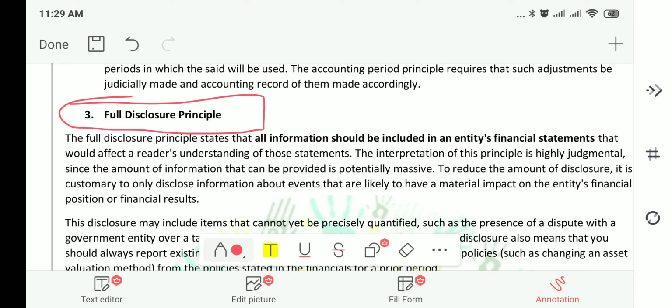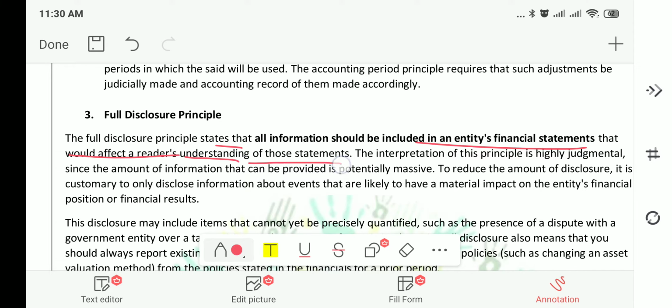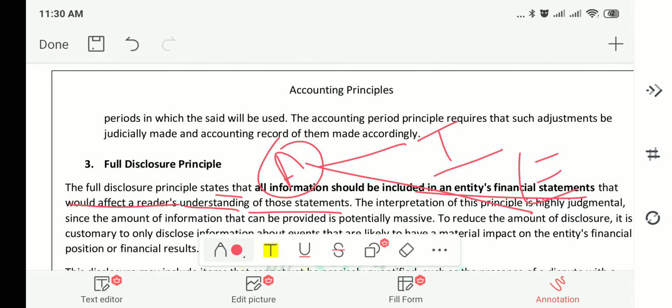What is full disclosure principle? The full disclosure principle states that all information should be included in an entity's financial statements. This is important. Each and every piece of information that is measurable in monetary terms should be included in the entity's financial statement that would affect a reader's understanding of those statements. Okay, if the accounting is done, then it is provided to the internal users as well as external users. We have seen who are internal users and who are external users in our previous videos.